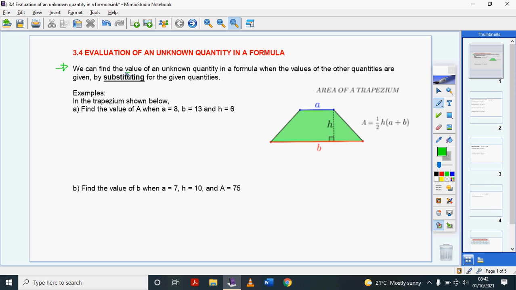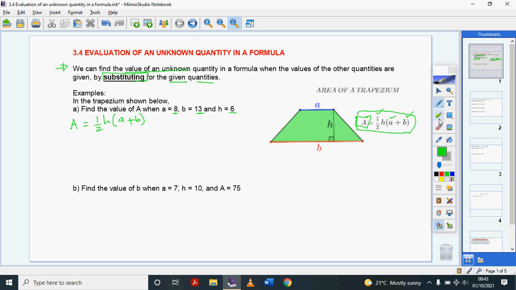So we can find the value of an unknown quantity in a formula when the values of the other quantities are given by substituting for the given quantities, right? That's a lot of English words. But what they're basically saying is, if you have a formula like this, and you're given some of the quantities. For example, you're given what A is, what B is, and what H is. Then you can find the area very easily, right? So what you see there is the formula for the area of a trapezium, and it says area is equal to half height open brackets A plus B.